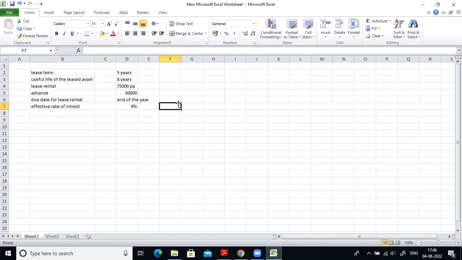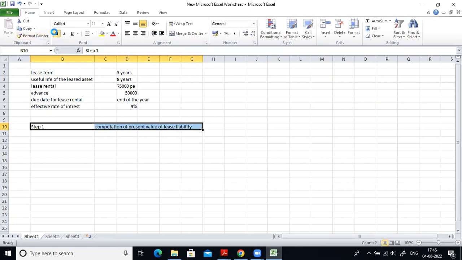Now we are computing in the books of lessee. So the first thing in the books of lessee is step 1. We need to compute the present value of the lease liability. So computation of present value of the lease liability is our first step. Step number one.